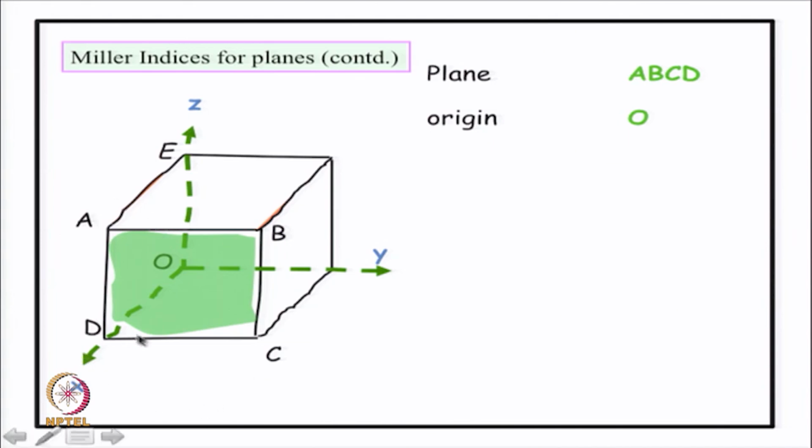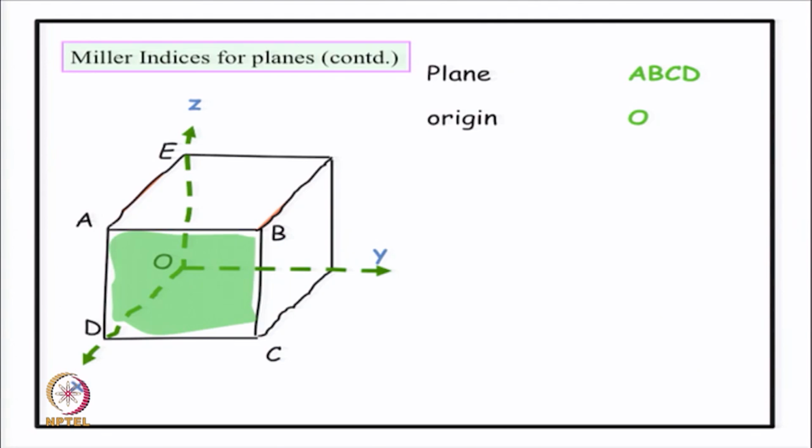Look at this plane, it is intersecting the x axis at 1 or a. So, the x intercept is 1, but this plane being the front face of the unit cell is parallel to the other two axes. So, it is parallel to y and parallel to z, and whenever a plane is parallel to any given axis, we by convention take the intercept as infinity. So, if the plane is parallel to axis y, we assume that it is intersecting the y axis at infinity.